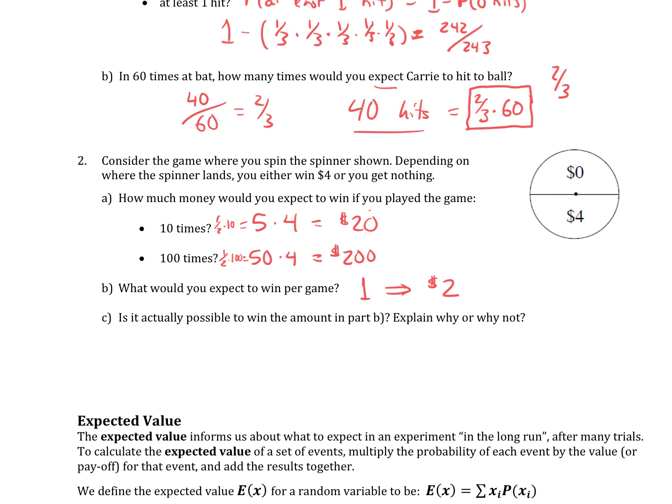Now you're looking at the spinner and you're going, how in the heck am I going to win $2? Over the long run, notice 10 times should be $20, 100 times should be $200. It kind of stands to reason that one time would be, divide that back, only $2. On average, per trial, we expect to win $2. So this idea of expected value, and here we are about to come to the definition.